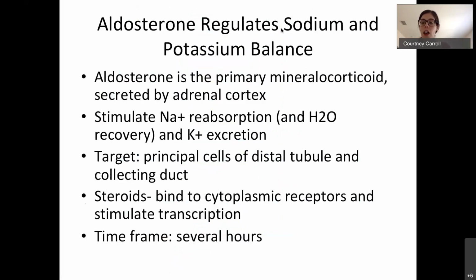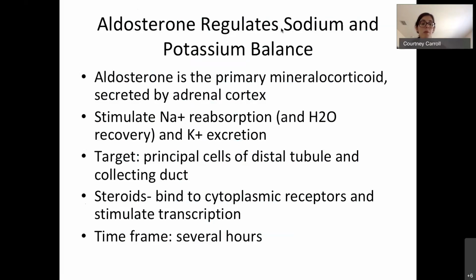Okay, let's talk about the other hormones. ADH acts quickly. Aldosterone takes a lot longer, several hours, and it regulates sodium and potassium balance. This is our primary mineralocorticoid, secreted by our adrenal cortex. It's going to stimulate the reabsorption of sodium, and water will follow the sodium. It also increases potassium excretion, so it's helping us balance our sodium and potassium levels.